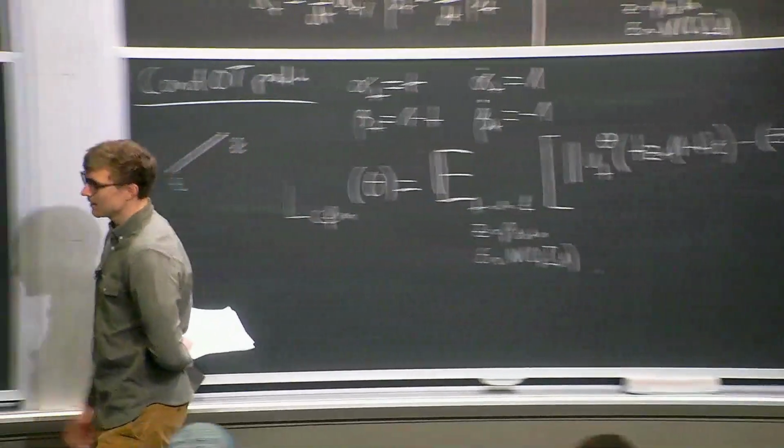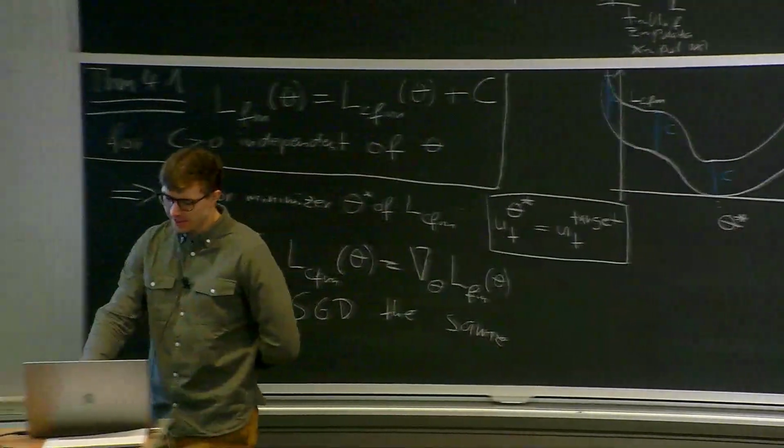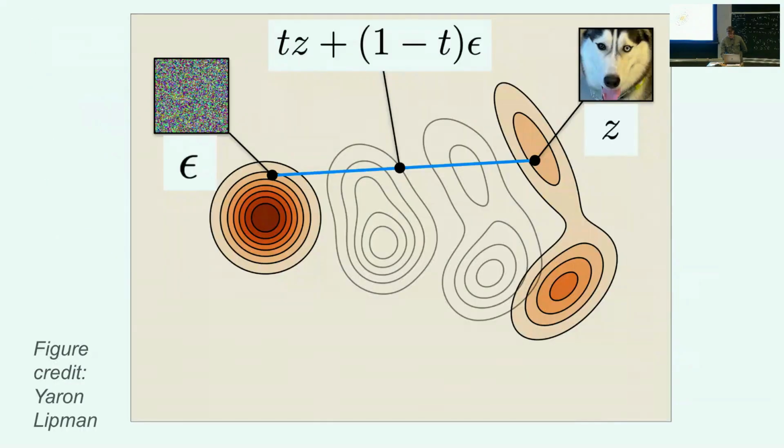So let's put this in an algorithm. Well, let's first visualize this. We have p_init, which we chose to be just noise. We have our data distribution, now visualized by these contour lines in 2D. We sample a Gaussian noise epsilon. We sample a data point z. We take some point on the straight line between these two, depending on the time, and we're predicting the difference.